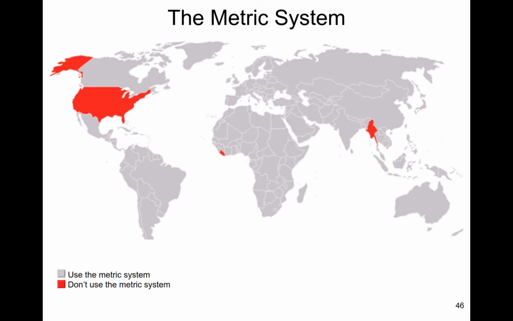The metric system. The United States is one of 3 countries. The United States, Liberia, and Myanmar are the only 3 countries on the planet that don't use the metric system. Everybody else uses the metric system. So for this semester, we'll use both the metric system and the system that we use.